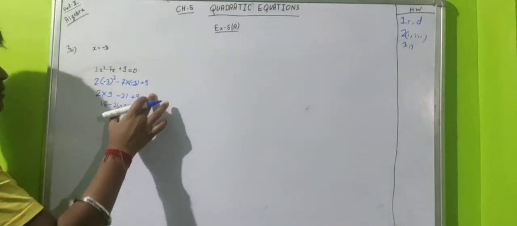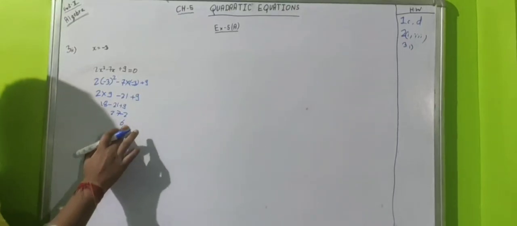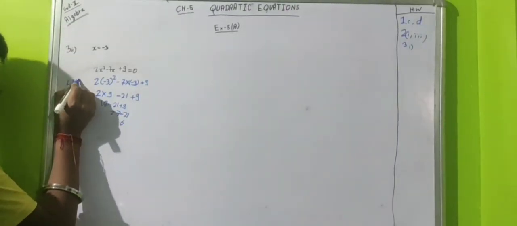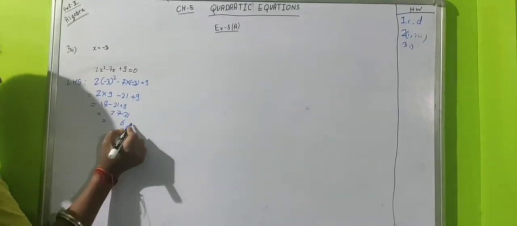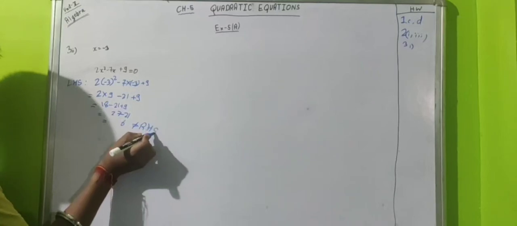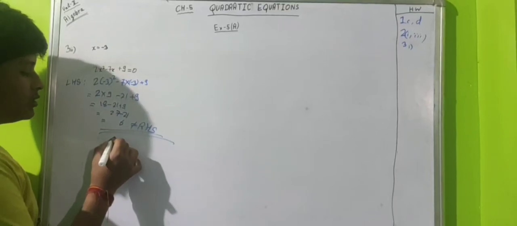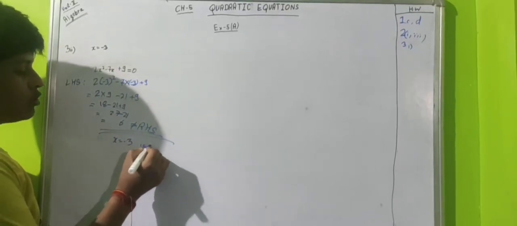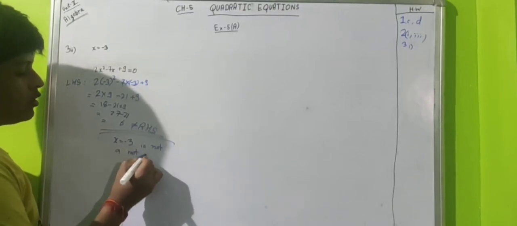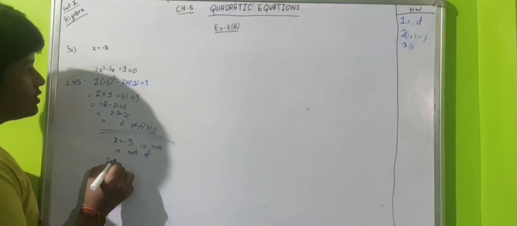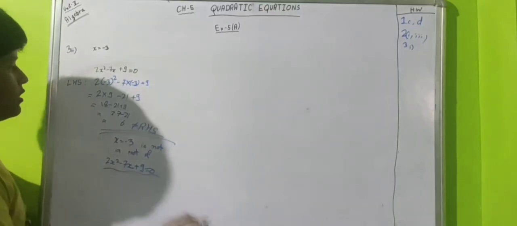So the best way to solve is like this. LHS equals this, which is not equal to RHS. This is the correct way to solve this type of equations. So we can say that x equals minus 3 is not a root of 2x square minus 7x plus 9 equals 0. This is your answer.